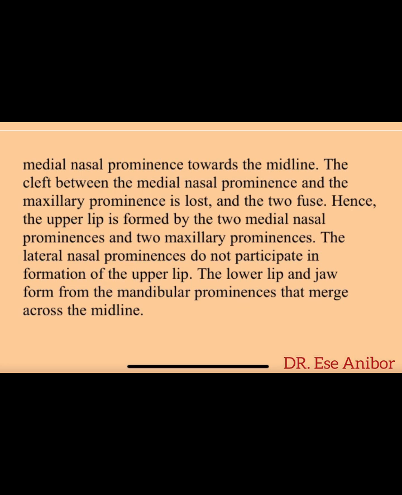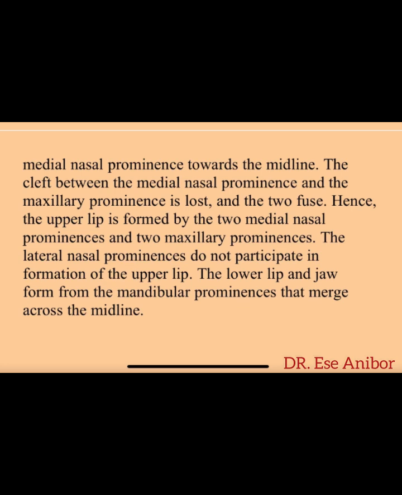There is a cleft between the maxillary prominence and the medial nasal prominence. And that cleft is lost because the maxillary process grows rapidly, and as a result you have that cleft being lost, and you now see the maxillary prominence and the medial nasal prominence fusing together. And what do you have as a result? The upper lip is formed. So the upper lip is formed by the two medial nasal prominences and two maxillary prominences. They all come together to form the upper lip.